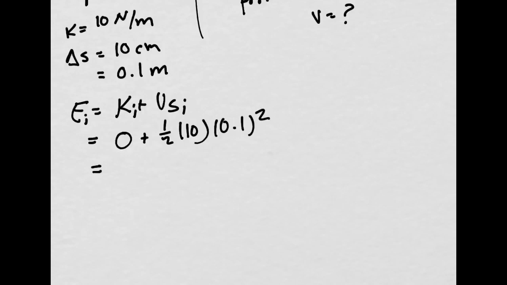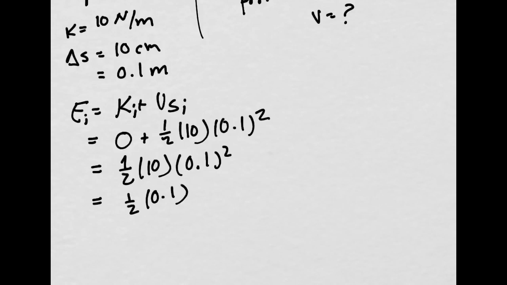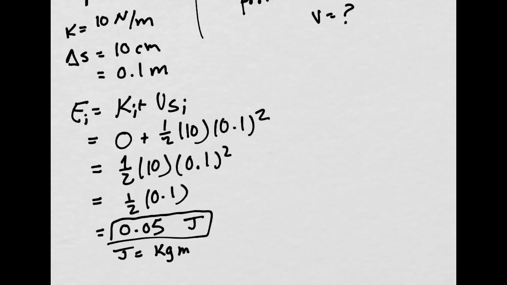So our initial energy is 1/2 times 10 times 0.1 squared. So 0.1 squared is 0.01, and this is 1/2 times 0.1, which is 0.05. And this is energy, it's in joules. Remember, a joule is a kilogram meter squared per second squared.